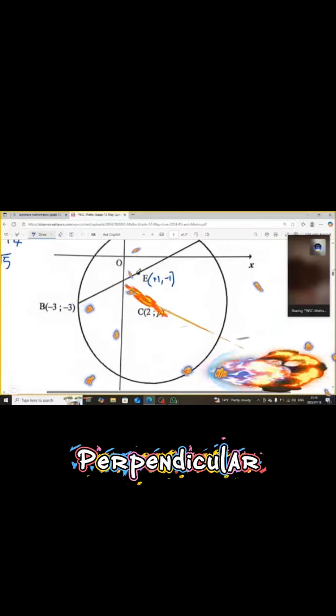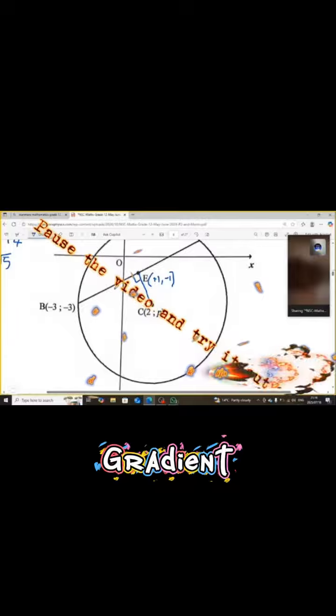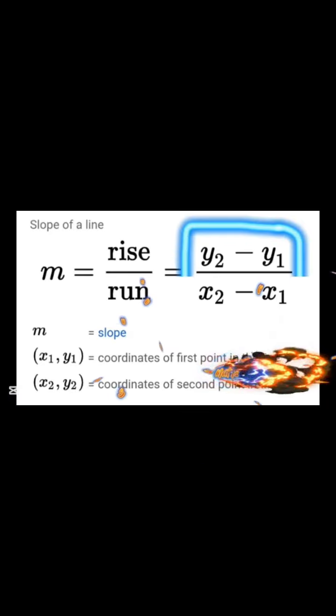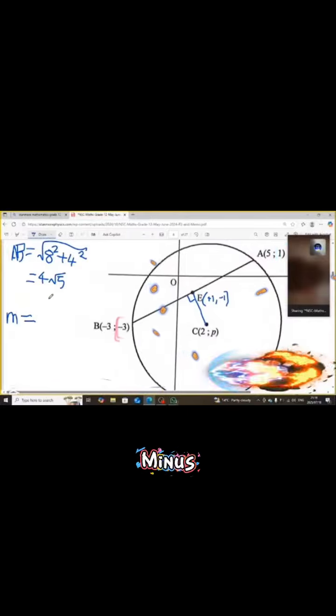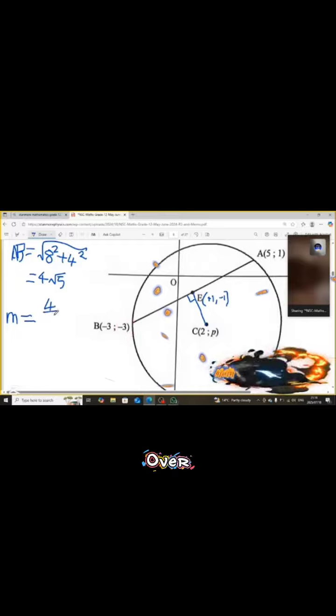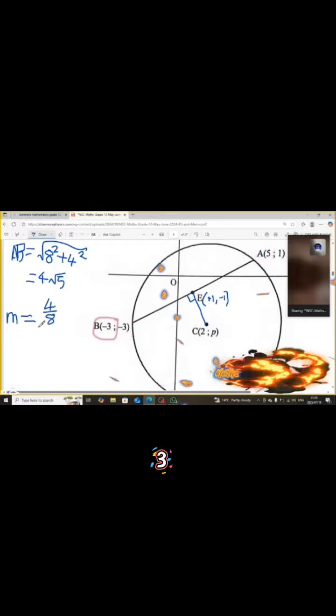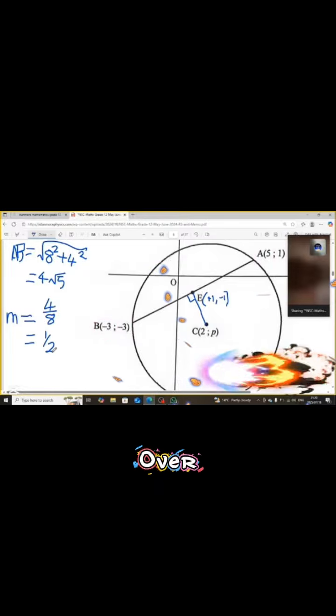First things first, since we know that CE is perpendicular to AB, we have to find the gradient of the perpendicular bisector. The product of the gradients of each line is equal to -1. Now using the gradient formula, we are going to calculate the gradient of AB. y of A is 1 minus y of B is -3, giving us 4, over x of A as 5 minus x of B as -3, giving us 8, which is equal to 1/2.